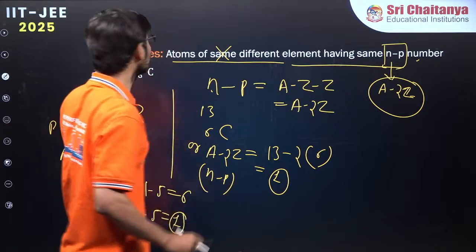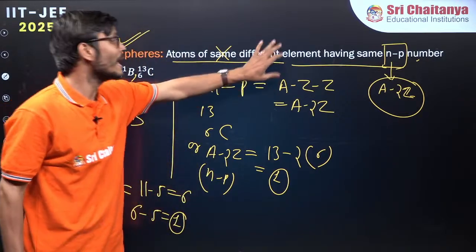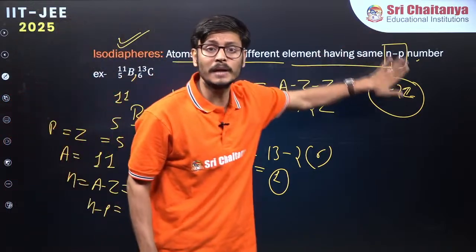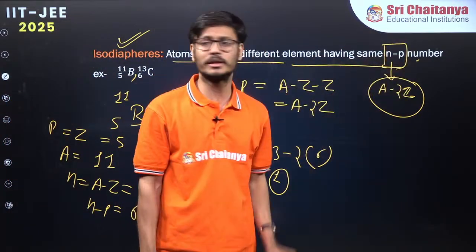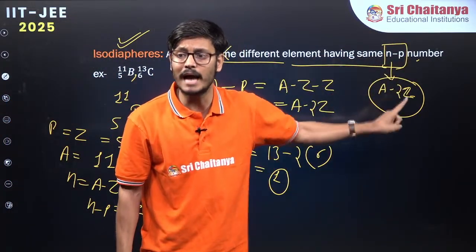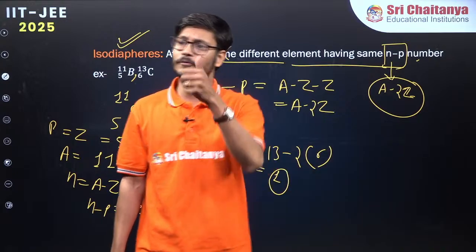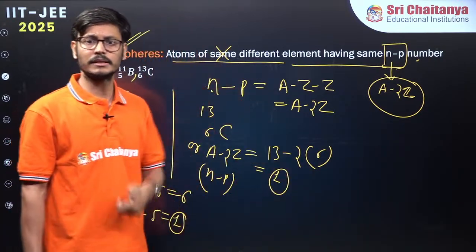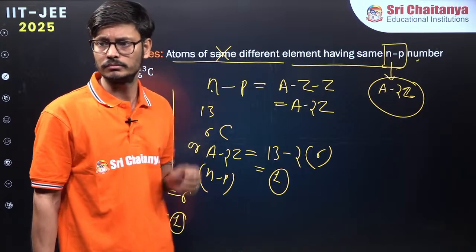So this is called as isodiaphers. Atoms of different element having same n minus p number or same A minus 2Z number. This is known as isodiaphers. Isodiaphers clear to everyone? What is isodiaphers? Just give me a thumbs up quickly. Is it clear?